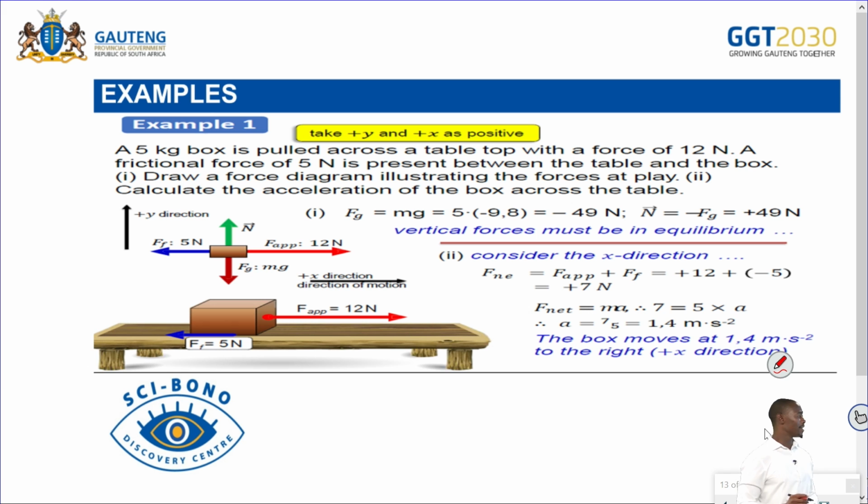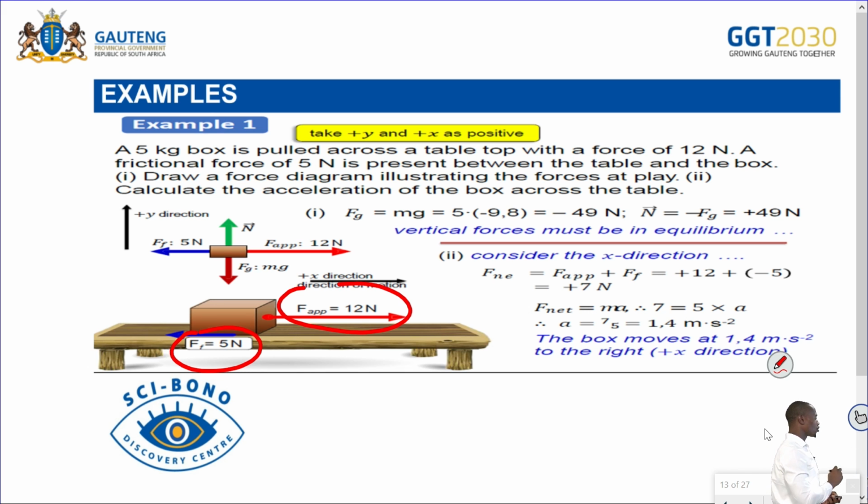All right, where are we supposed to start? Choose direction. Which direction are we choosing? Before we move on, which plane are we dealing with here? It is the horizontal plane. So you have an applied force of 12 newtons and a frictional force of 5 newtons. You can see that these forces are not at equilibrium.